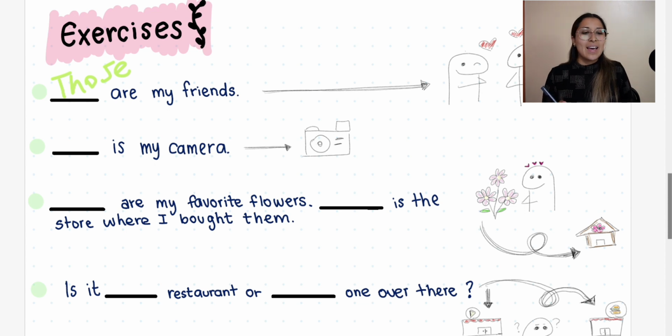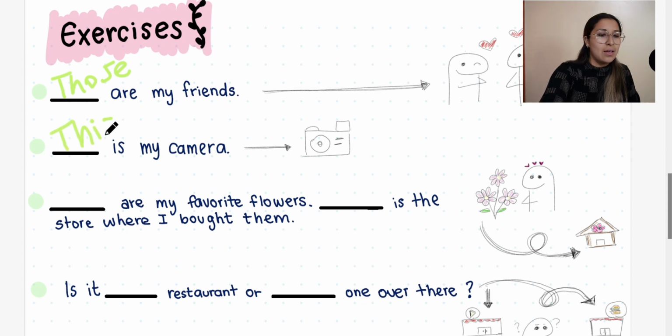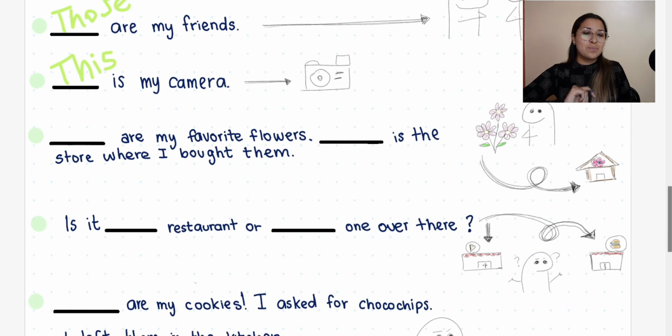Next one. Blank is my camera. The verb to be is singular, so I have the option this or that. Now the arrow is telling me that it's close to me. So which am I going to choose? Yes, the correct answer is this is my camera. Okay, next one.